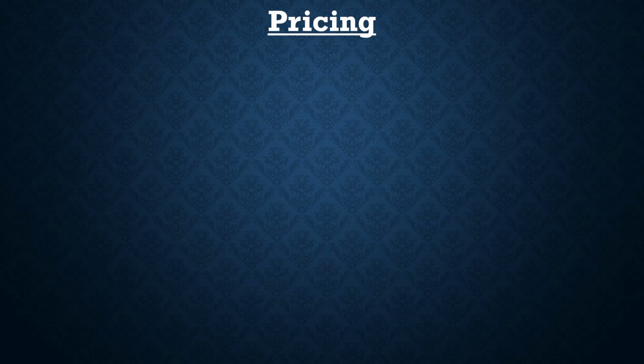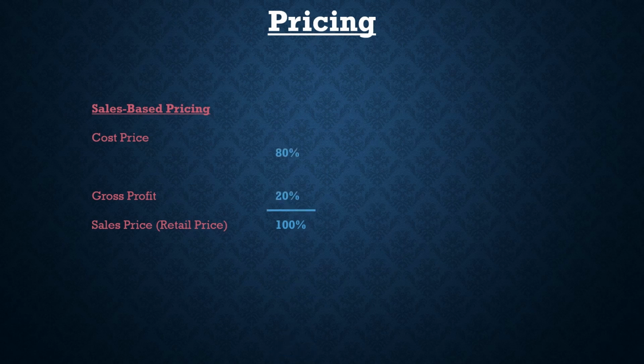Next, we consider an alternative approach called sales-based pricing. In this approach, we set the selling price of our goods and services as the reference point and set it at 100%. We then deduct a desired gross profit percentage to arrive at our target cost price. For example, if we can sell goods and services at $625 and would like a 20% gross profit percentage, our desired cost price will be $500.